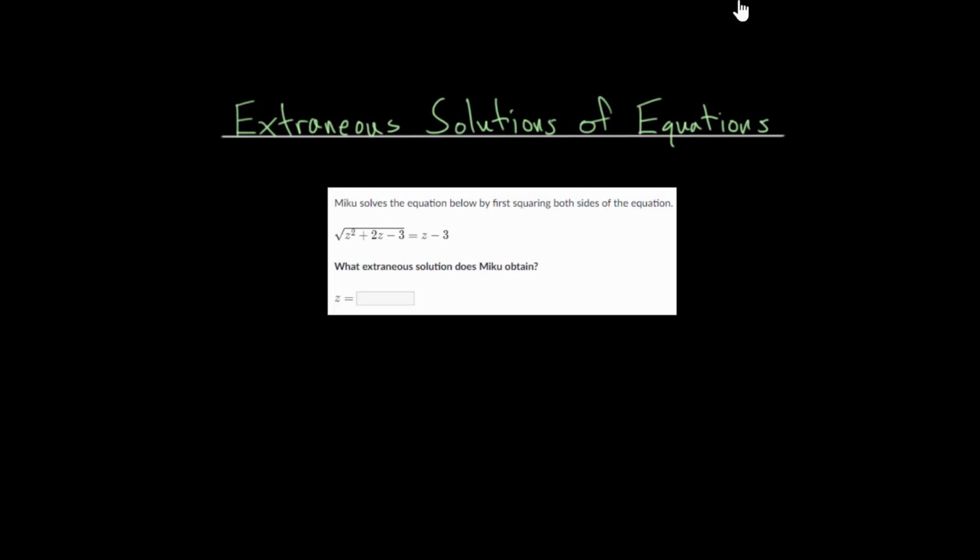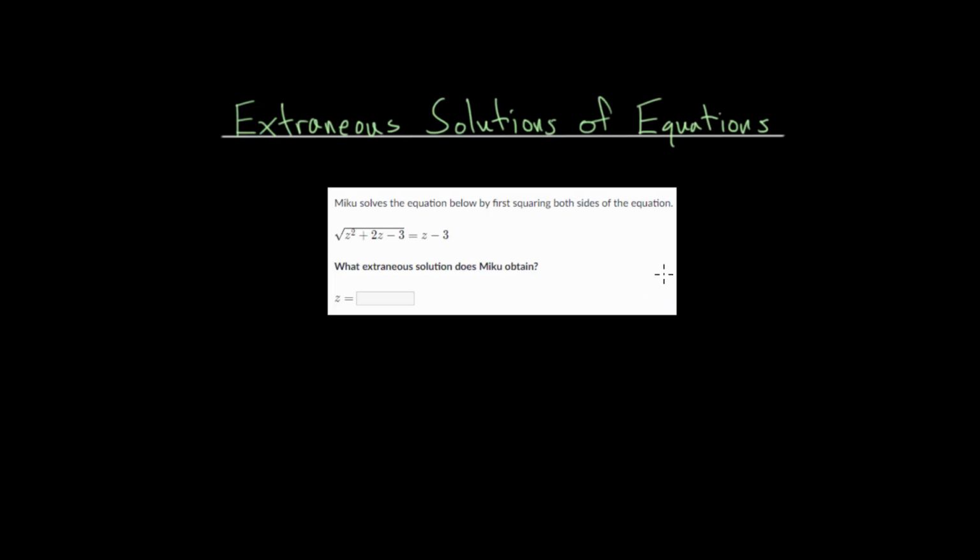In this video, I'd like to talk about extraneous solutions of radical equations, so equations involving square roots or cube roots or fourth roots and so on. An extraneous solution is essentially a solution to an equation like this that does not actually satisfy the equation.